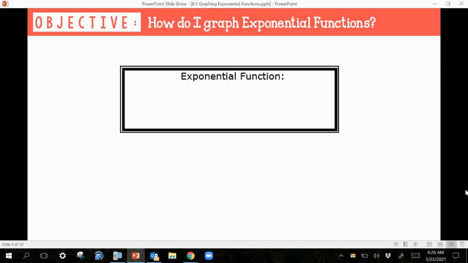Hi everyone, today we're going to start our new unit, Unit 8, over exponential functions, and today we're going to learn how to graph them. So the exponential function equation is f of x, remember it's the same thing as y, equals a times b raised to the x. So we know this is an exponential equation because in the exponent we have our variable.